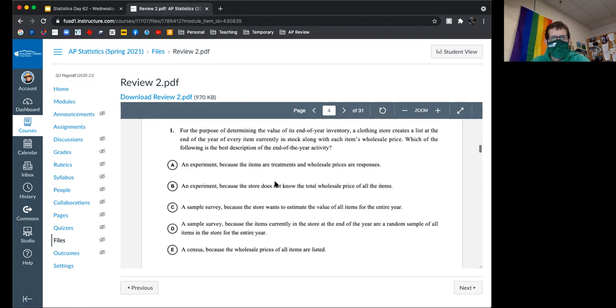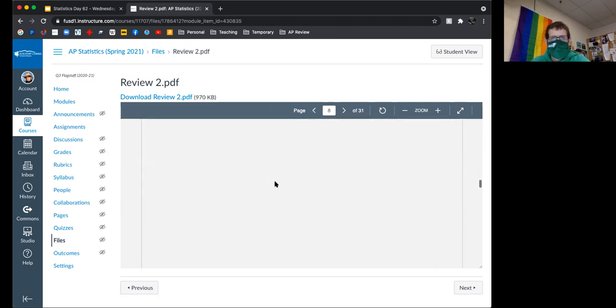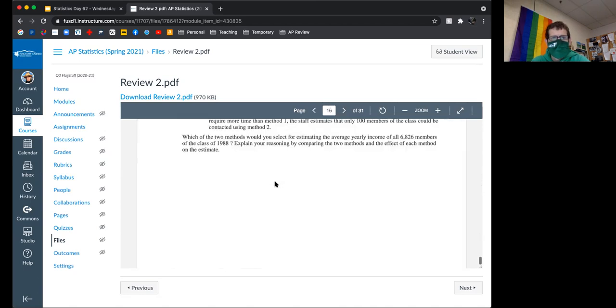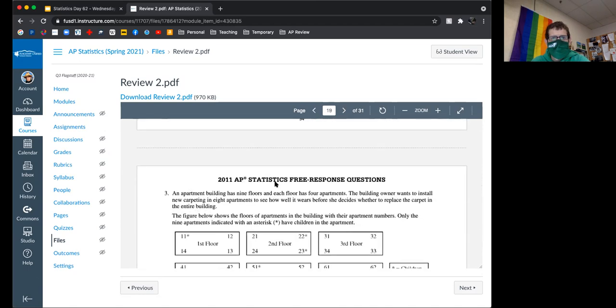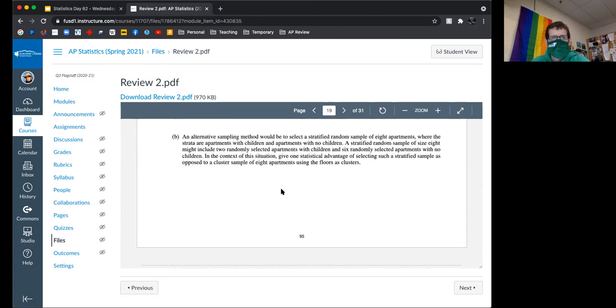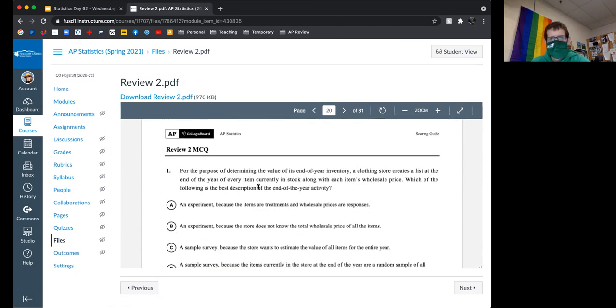And then the next part of it will be a bunch of multiple choice questions. It's going to be about 25 or so on average. So this seems like a huge packet, but if I scroll down far enough, there are some FRQs that you can practice with. And then the very last part of this is going to be an answer key to the multiple choice questions.